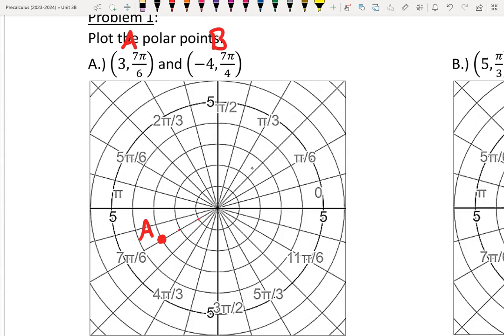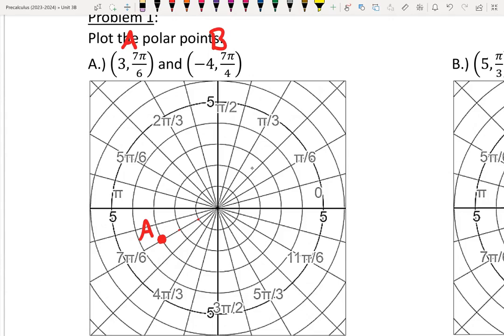So let's think about point B. What angle am I going to? Oh, where is 7 pi over 4? It's not marked on this. If you need to look at your unit circle, you can, but where would that be? 7 pi over 4. In which quadrant is 7 pi over 4? And where would we find it? Which one of these angle marks?